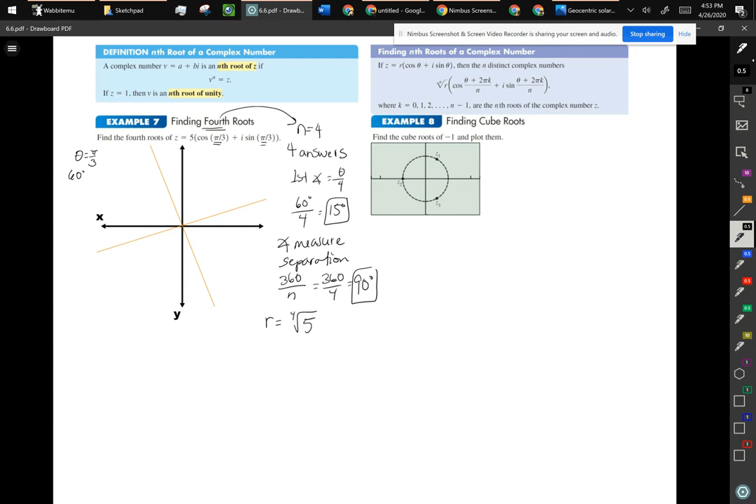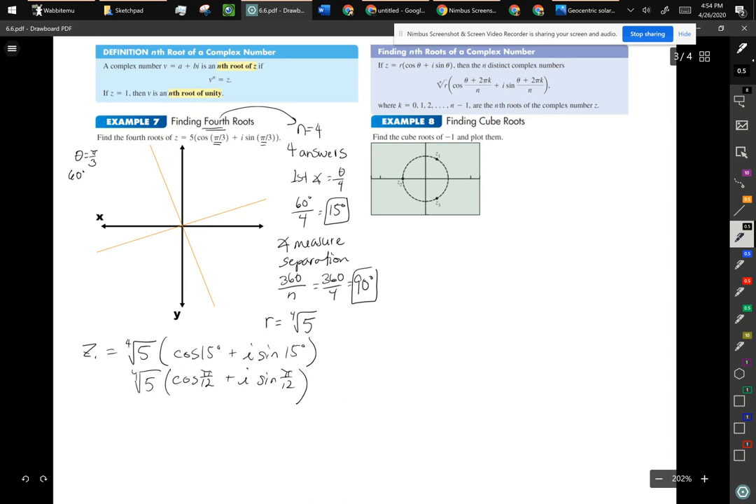So let's write z1. Z1 would have a radius of the fourth root of 5, and it would be in the angle direction cosine of 15 degrees plus i sine of 15 degrees. If you want this in radian form, you could just say it's pi over 3 divided by 4. Pi over 3 divided by 4 is pi over 12. So then that would be cosine of pi over 12 plus i sine of pi over 12.